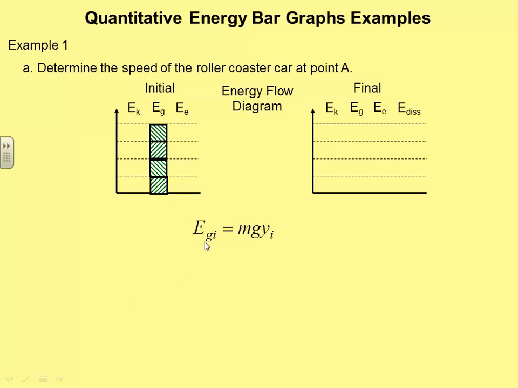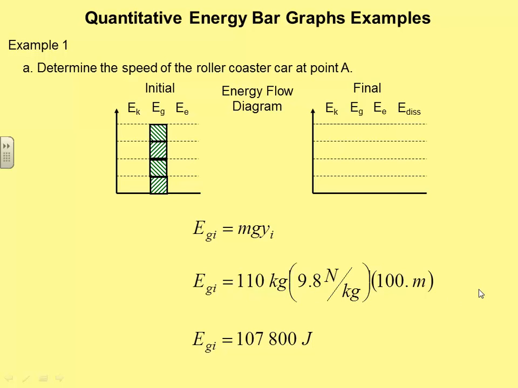So the initial EG is mass times gravitational field strength times initial height, or vertical position. If we look back at the problem, we can see that the mass is 110 kilograms. Gravitational field strength, assuming this is on Earth, is of course 9.8 newtons per kilogram. And the initial height of the first hill, 100 meters. Multiply those 3 things together. Notice that the kilograms cancel, leaving us with newton meters, or joules. And we get 107,800 joules. So to make the energy bar graph quantitative, I put the top line as 107,800 joules.